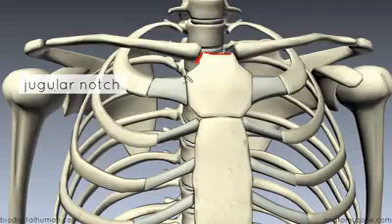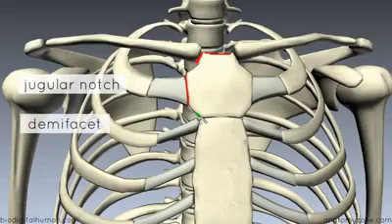And for its articulation with the first costal cartilage, you've got a facet for this attachment. And then right at the bottom of the manubrium, you've got a little demi-facet. So this demi just means half. So you've got half a facet here for articulation with half of the end of the second costal cartilage.